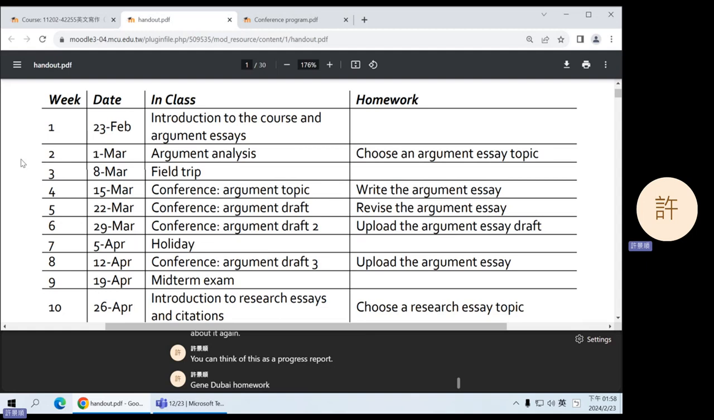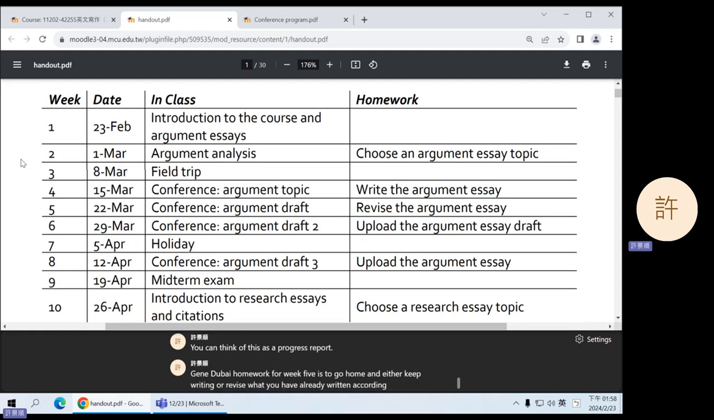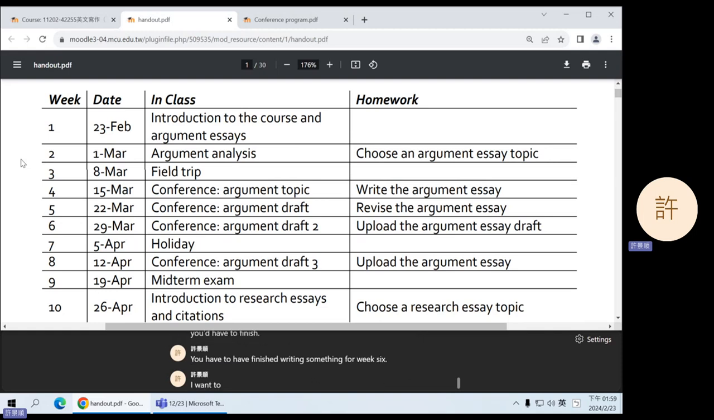Homework for week five is to go home and either keep writing or revise what you have already written according to our discussion. Week six, same thing, but for week six, you have to have finished writing something. For week six, I want to see a full rough draft. And again, you'll bring that to me. I'll look at it and give you my immediate feedback.